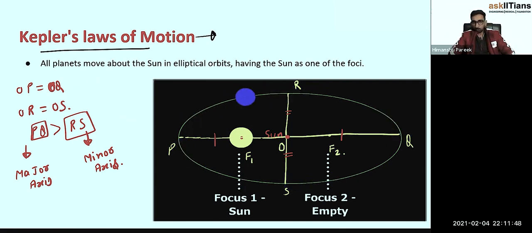Now if you talk about half of them, half of PQ: the entire PQ is major and the entire RS is minor. If you take half of PQ, I'm talking about either OP or OQ. This is called the semi-major axis, and the length of the semi-major axis we usually write as A. Similarly, the entire RS is the minor axis, and if you take half of it, it will be the semi-minor axis.